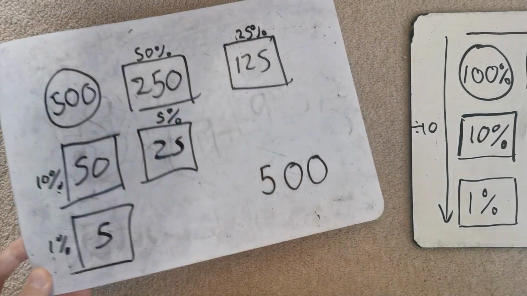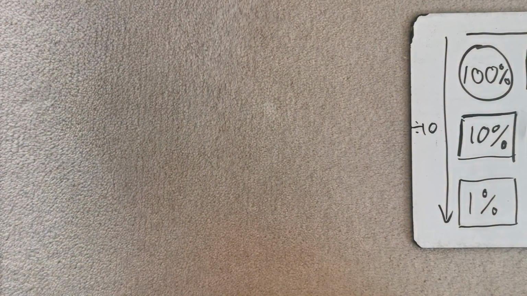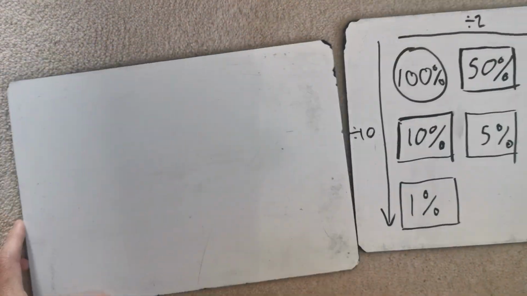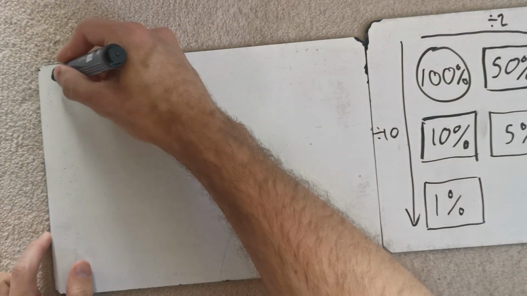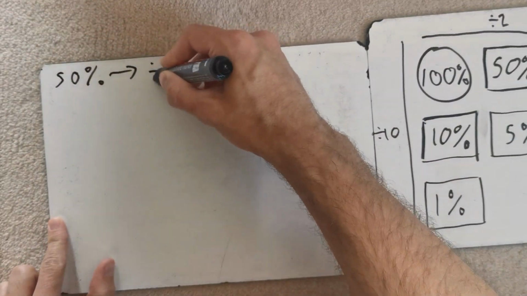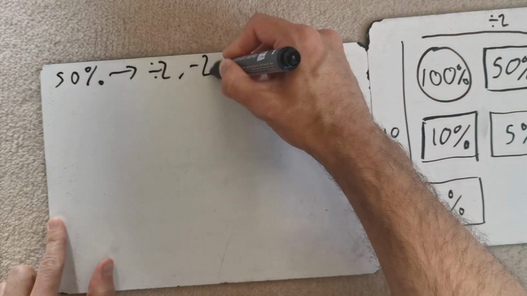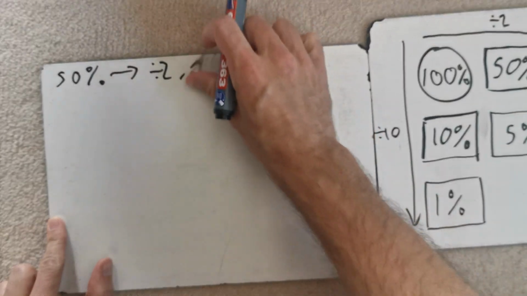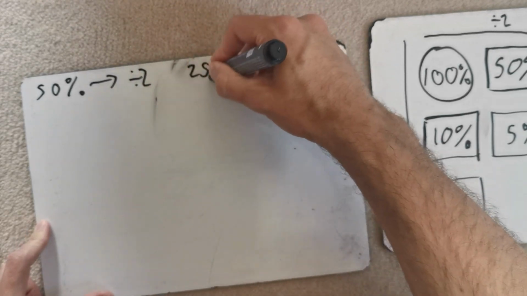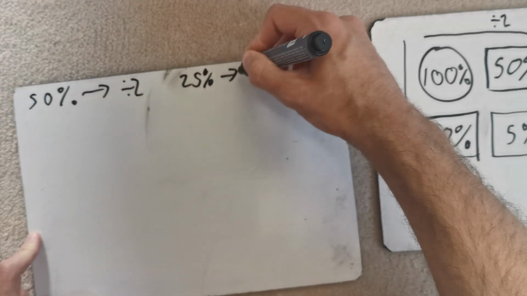We have to use those in order to find other types of percentages. So a quick recap of what you've got to do for each percentage. For 50%, you half it. I was skipping ahead in my head. For 25%, you half it and half it again.